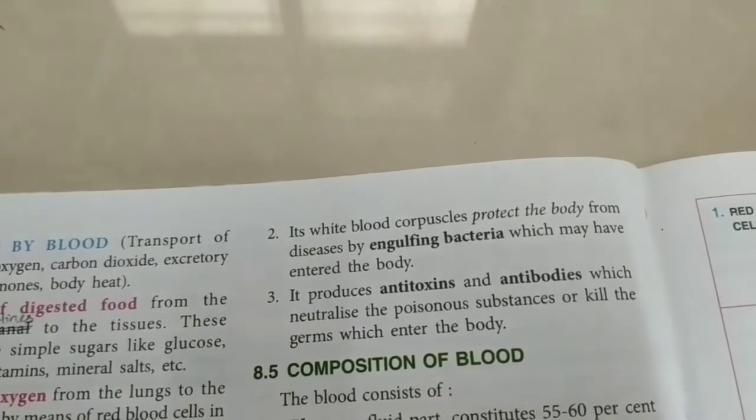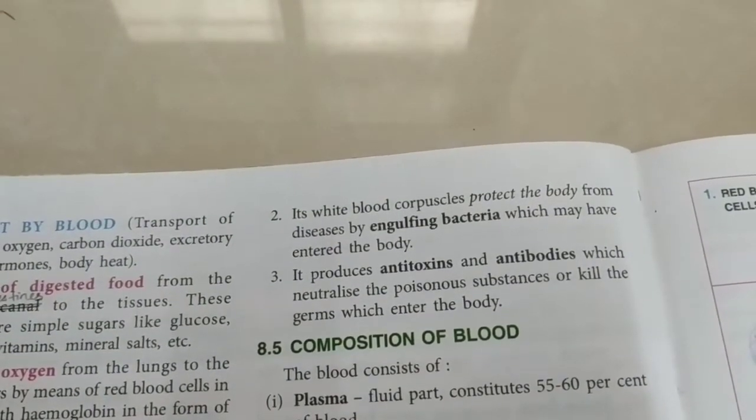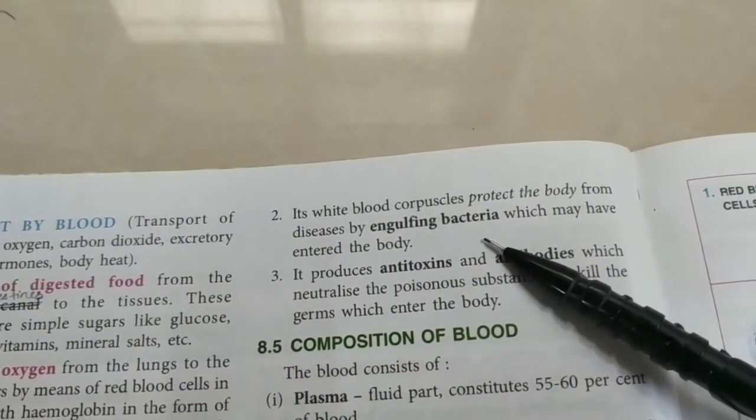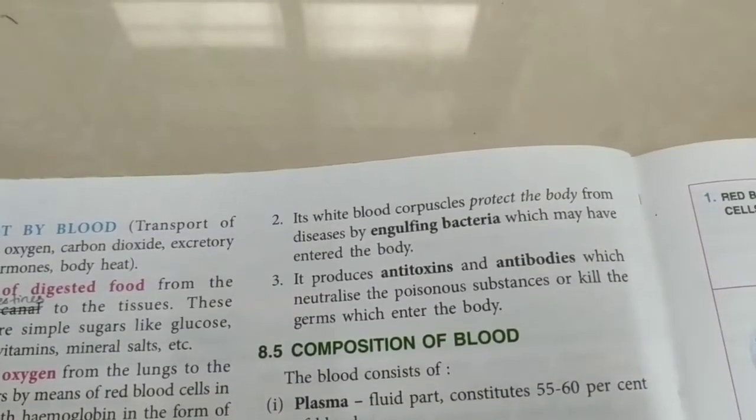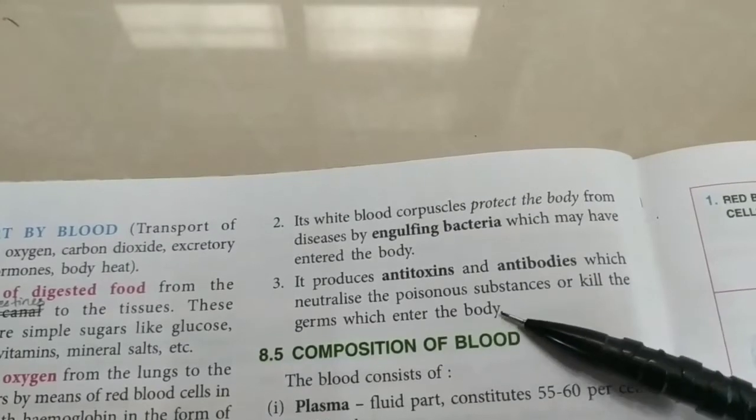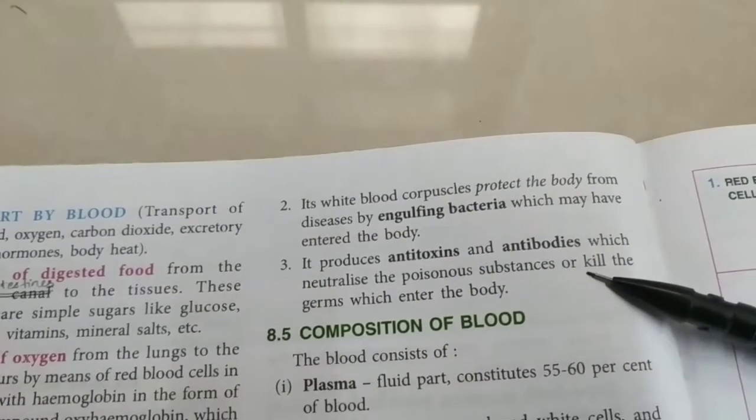But in case germs do enter our body, then we have our immunity, that is the WBCs in the blood, which can engulf bacteria. What is that called? That's right, phagocytosis. Some WBCs also produce antitoxins and antibodies to protect our body.